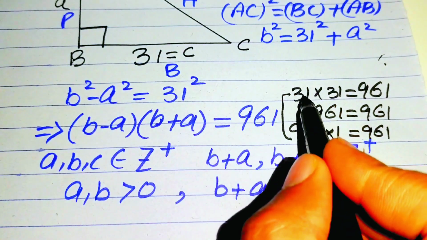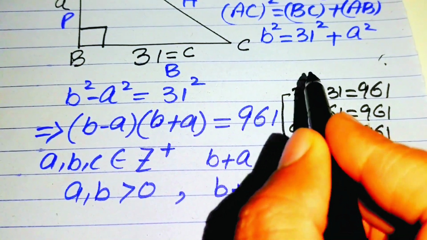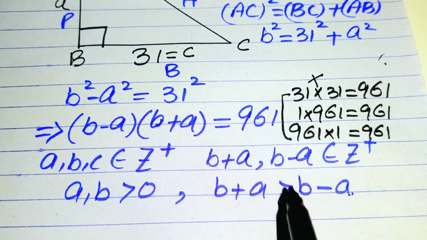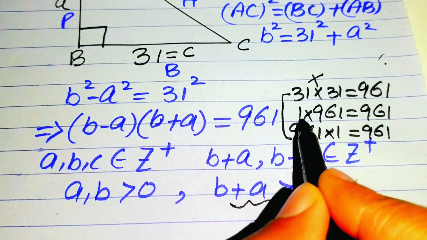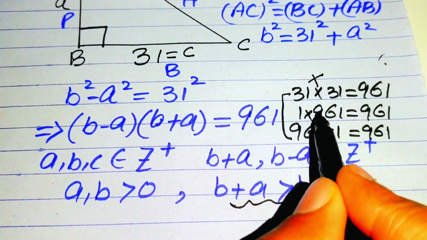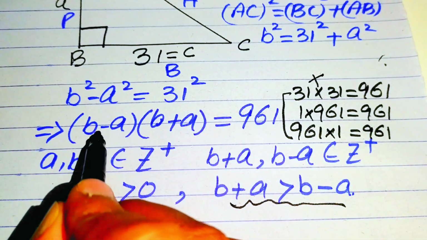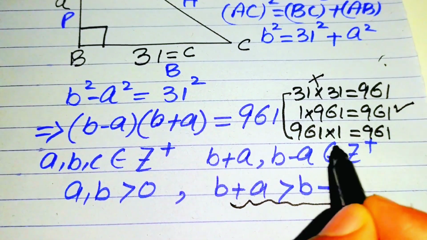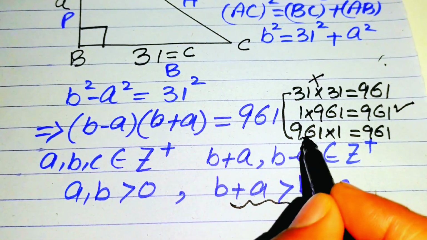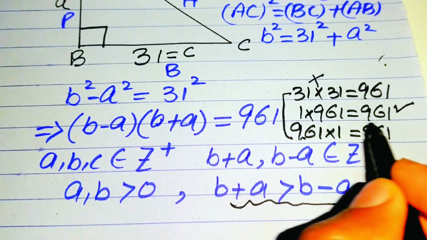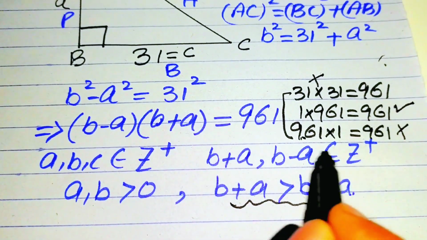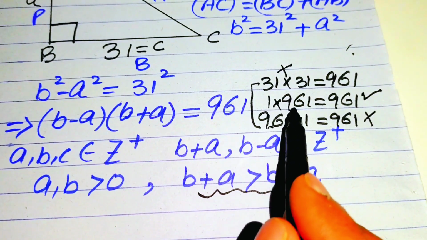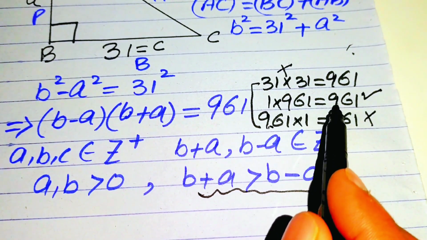If you focus on this, these two pairs are equal, so they cannot satisfy this condition. Here you see that our first factor is less than the second factor, so this condition is true. And here our first factor is greater than the second factor, which is not possible, so we reject this case. So we have only one possibility, in which we take 1 times 961 equals 961.